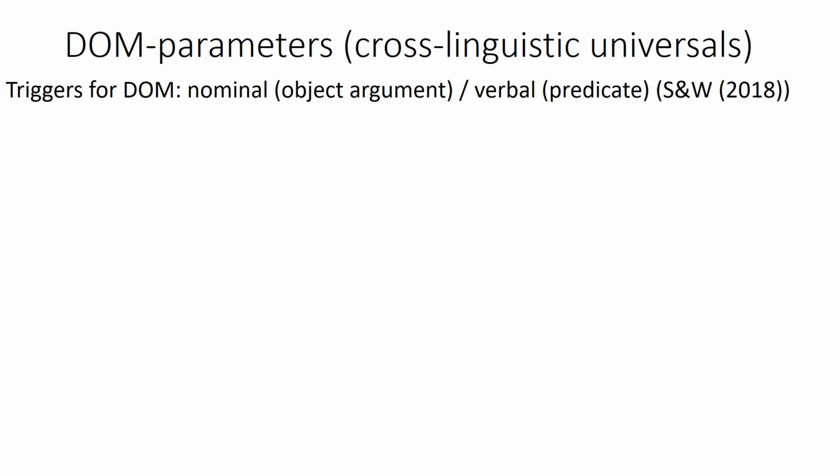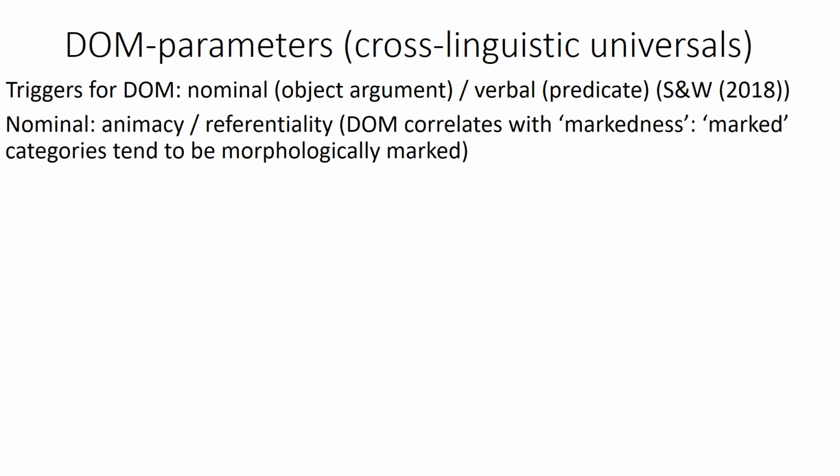DOM can be analyzed as being triggered by nominal and verbal categories. The nominal category is the object argument, and the verbal category is the main verb, the verbal predicate. In the nominal domain, we've seen that animacy and referentiality are the two main factors in DOM in Romance, but also beyond. And DOM here correlates with markedness: marked categories in these dimensions tend to be morphologically marked.